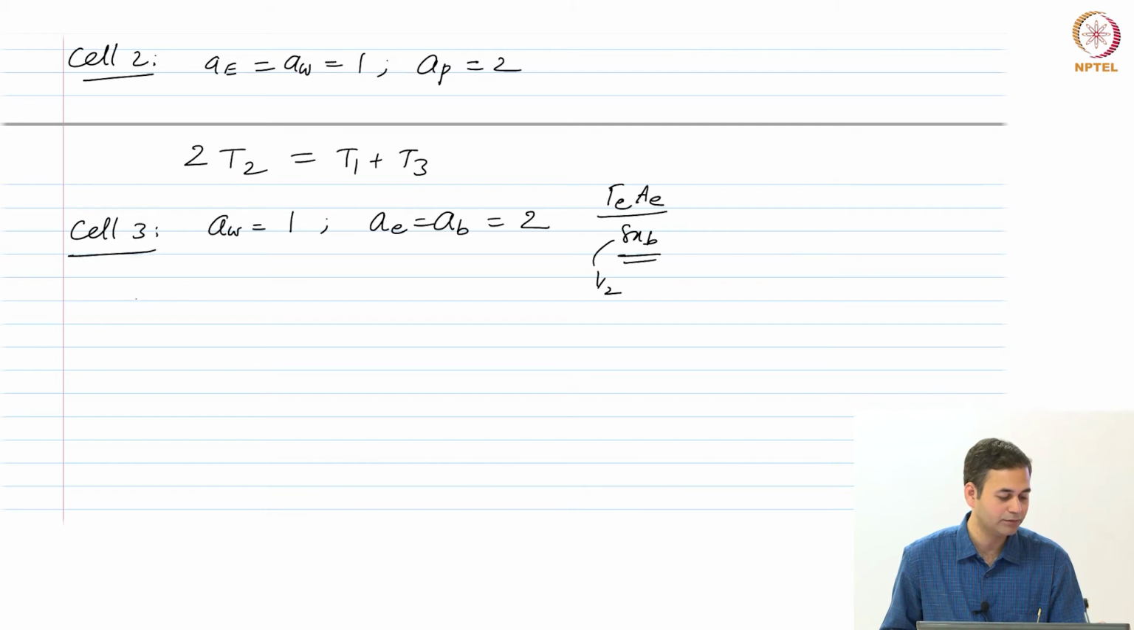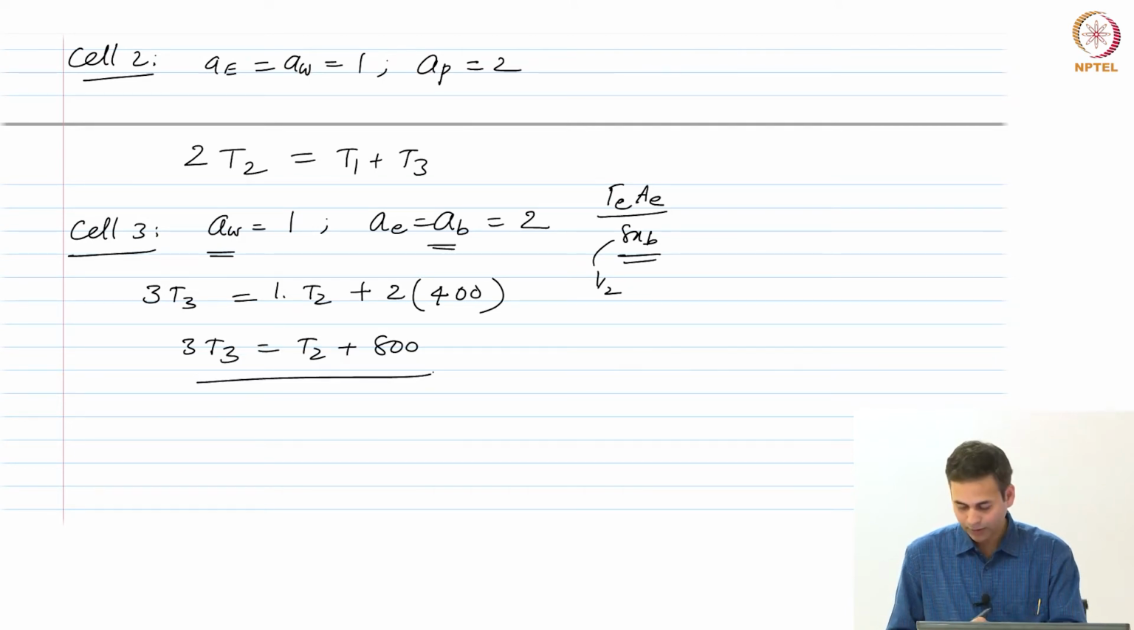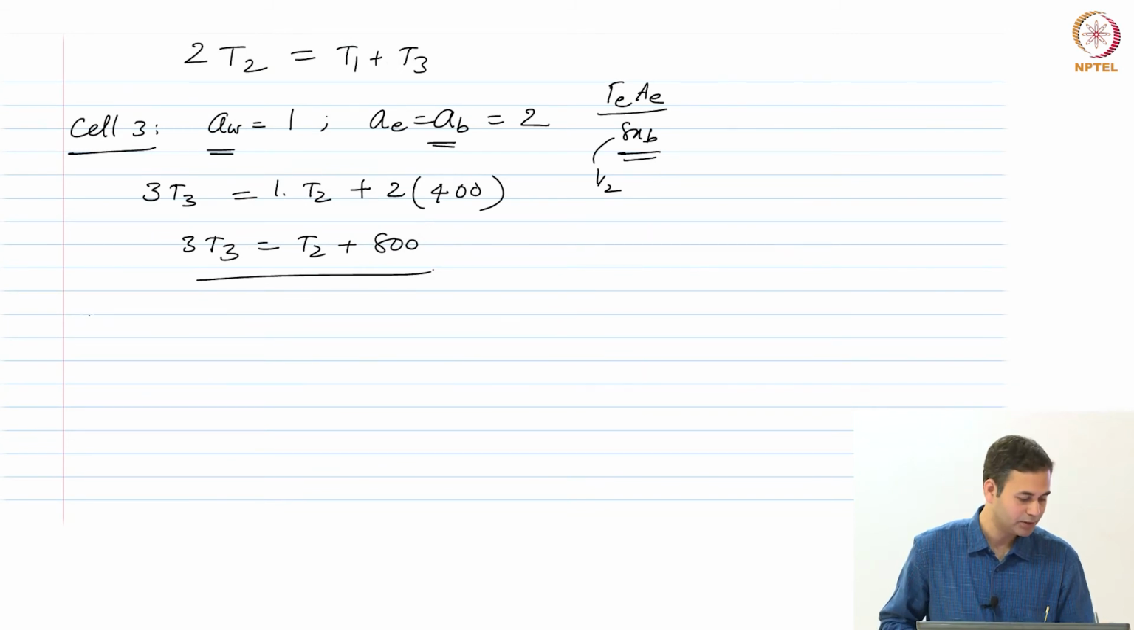Then what will be the equation for cell 3? 3 times T3, because AP would be A west plus A B, right. 3 times T3 equals 1 times T2 plus 2 times, that is A B times T B, that is 400. So this is nothing but T3 equals T2 plus 800, right. So essentially we obtained all 3 equations. I would just write down the equations.